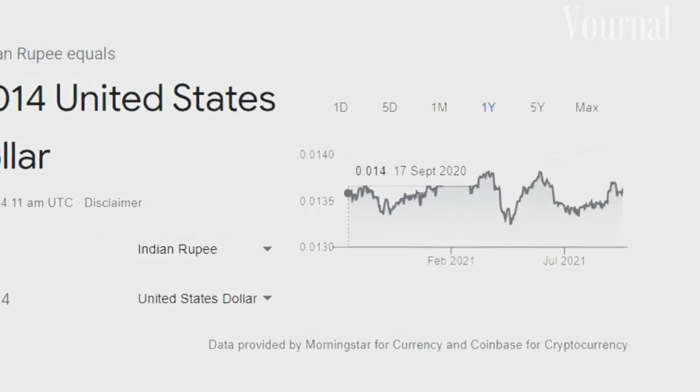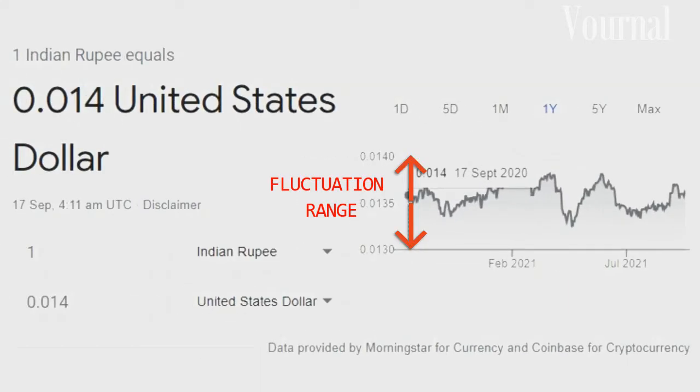In the real forex market, millions of transactions take place every minute and the exchange rate keeps fluctuating, but in a very small range though. Whenever this range increases, the probability for making profits also increases.